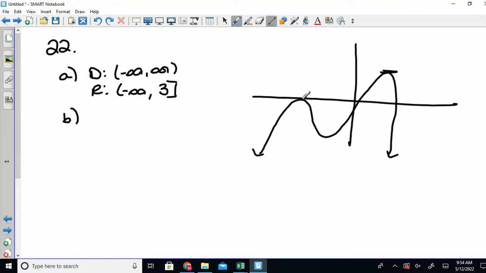B. Zeros are where you hit the x-axis. So it's these 3 places. So those x values, looking at your graph, were? -3, 0, and 1.